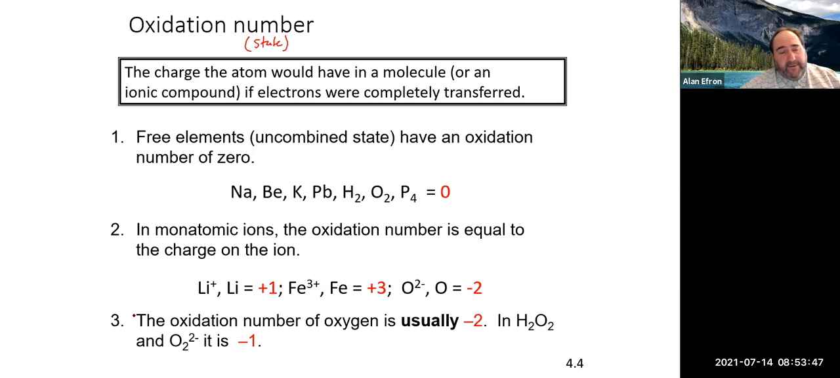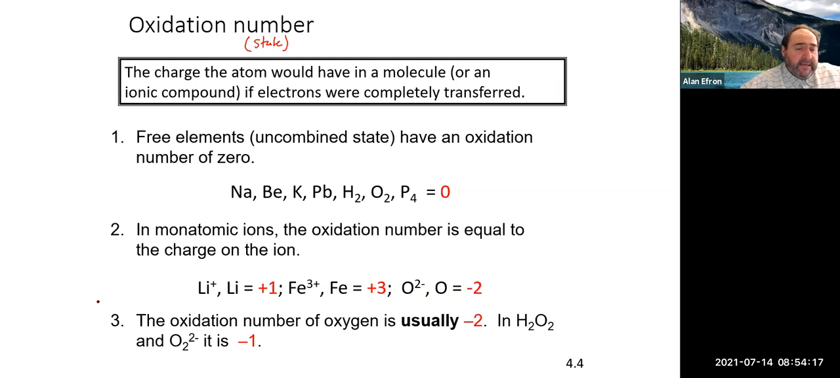And again, keep that in mind. Oxidation numbers are not necessarily always going to line up perfectly with what you probably have in your head in terms of the charges that you normally associate with things. So first off, the charge the atom would have in a molecule or an ionic compound, if the electrons were completely transferred, is basically what the oxidation number is.